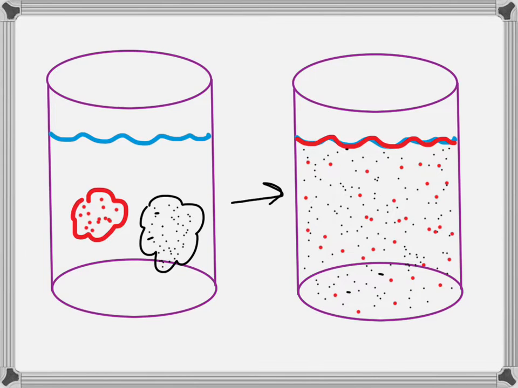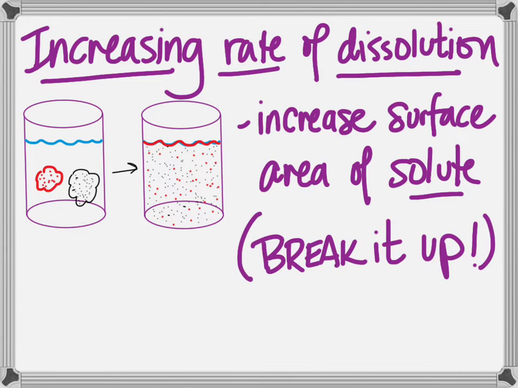I see three possible solutions. To increase the rate of dissolution, you could increase the surface area of the solute. In other words, break those chunks up. You know that if you've got a big lump of sugar, it won't dissolve as quickly as finely powdered sugar. So increasing the surface area of the solute increases the number of collisions that occur between the solvent and the solute, hence increasing the rate of dissolution.